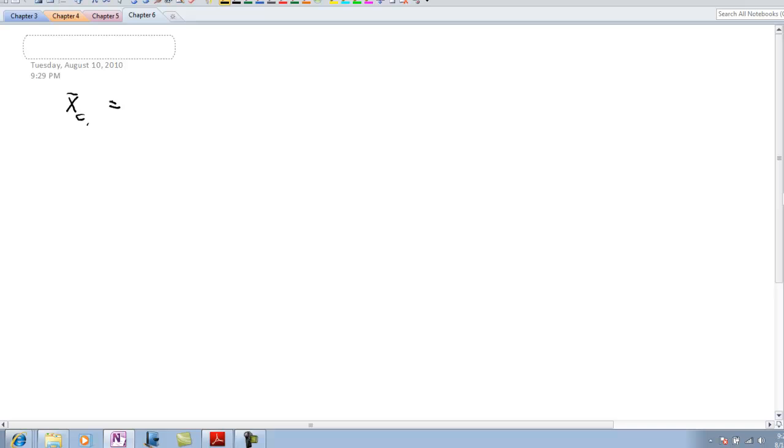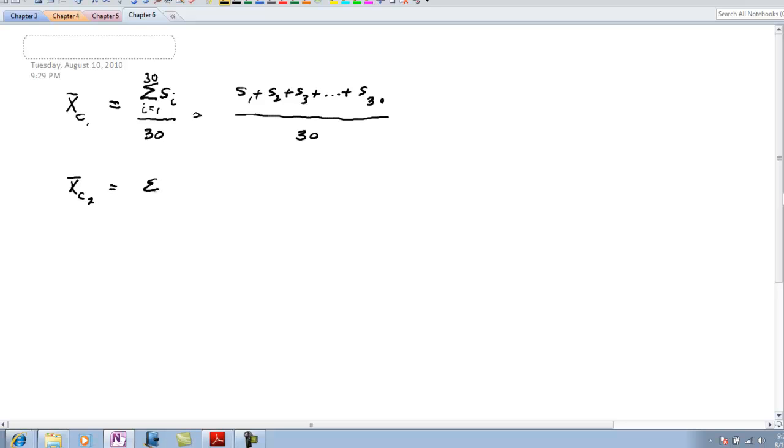So if it's my first class that I ever taught in stats, then I would have 30 students in there, and each of those students would have a grade. So the average for that class would be the sum of all their grades divided by 30, or writing it out longhand. And then similarly, for class 2, that would be my 31st student up to my 60th student, still divided by 30 because there's 30 students in the class, so I would have S31 plus S32 all the way up to S60 divided by 30.